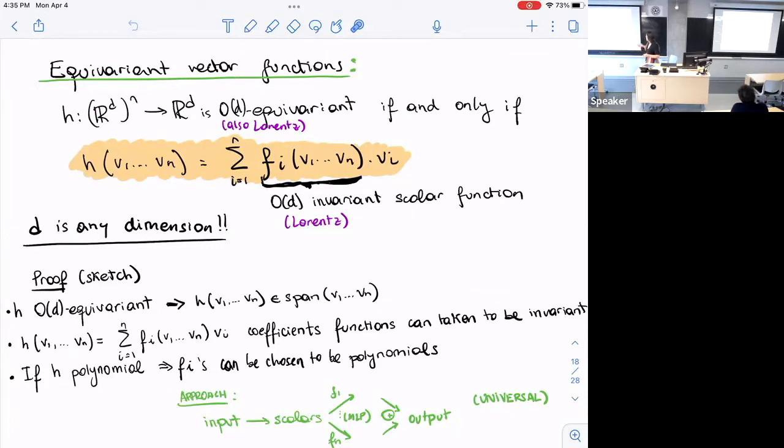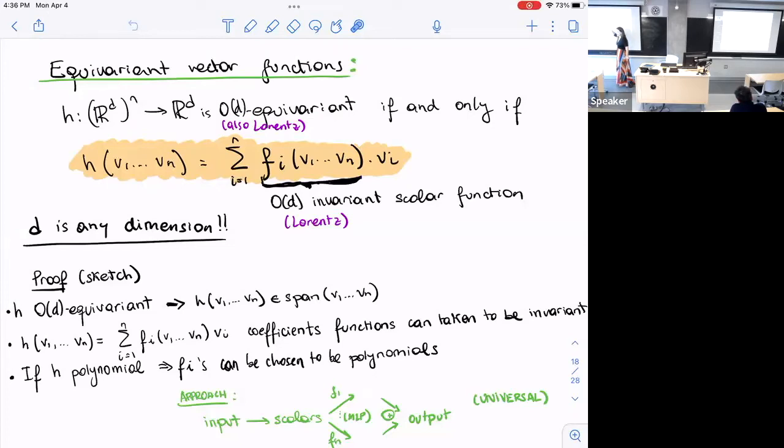So the next question is, how can you parameterize the equivariant functions? What you can show, and it's actually quite simple to show, is that if you have a function that takes n vectors in Rd and outputs a vector in Rd, this function is OD equivariant if and only if you can write it as a linear combination of your input vectors times coefficient functions, which are invariant.